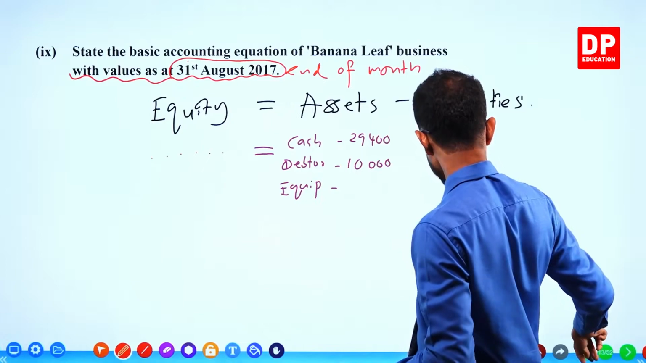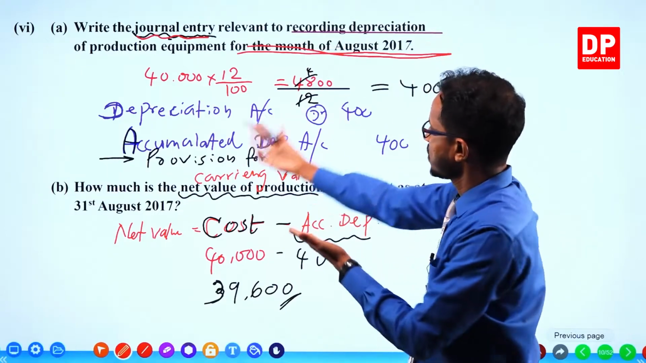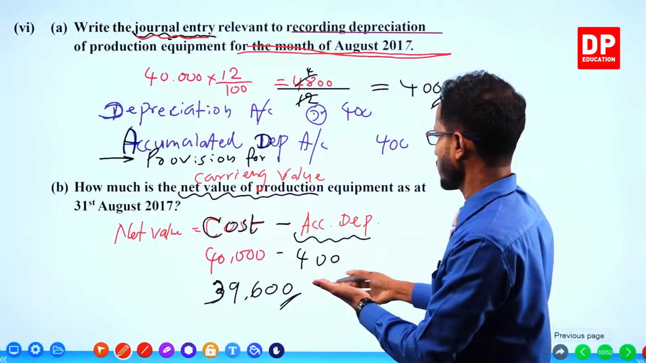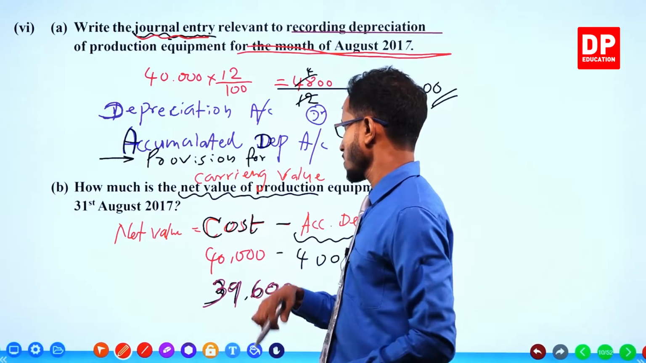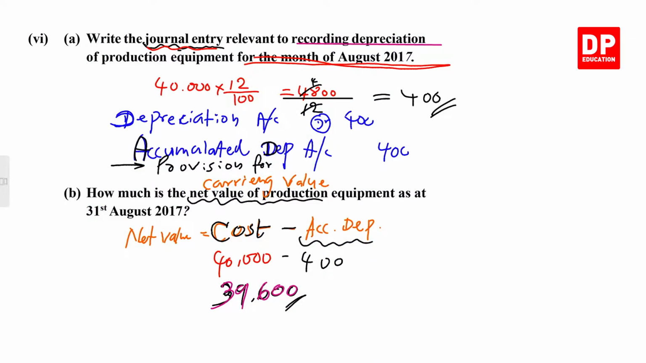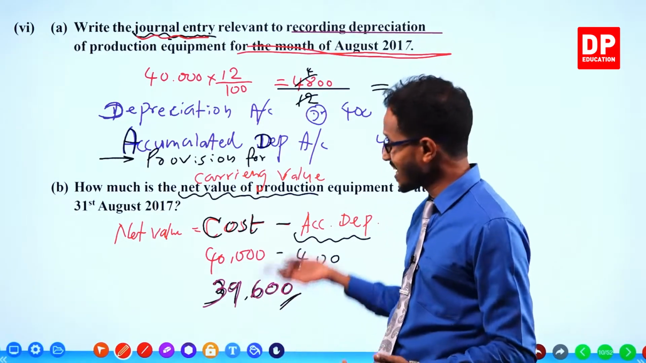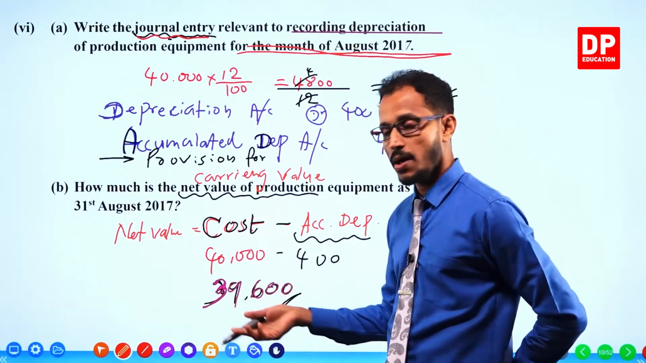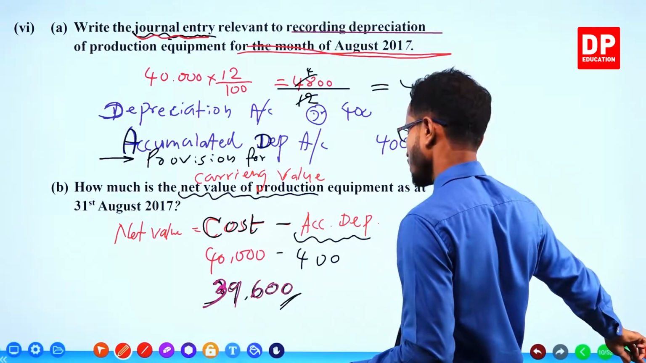Equipments, it's right here. Net value of equipments 39,600. Are we going to take this? Of course. It's an asset. And this is the carrying value. Carrying value means the last final value at the end of the month when depreciation is deducted. 39,600.